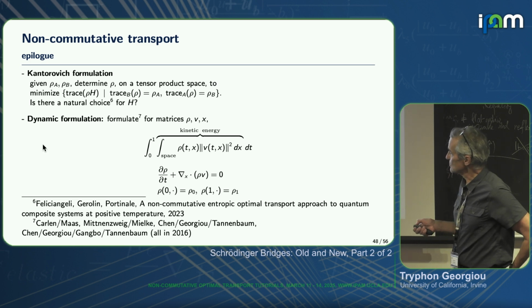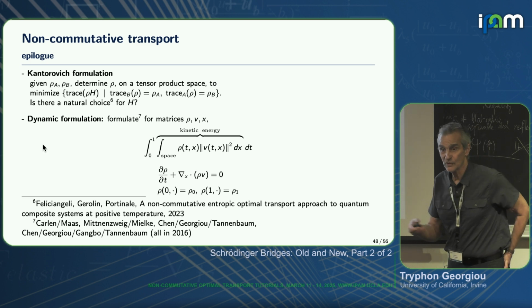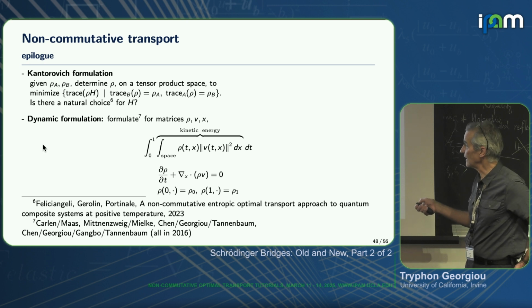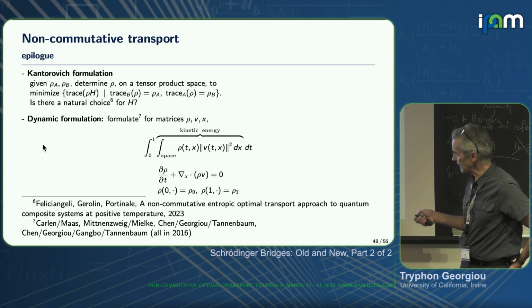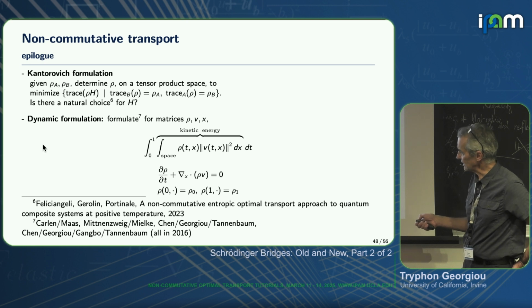So for those of you that have not seen this dynamic formulation, the whole idea is you'd like to replicate the classical optimal transport where we have a density and velocity squared. So this is kinetic energy, and you need a continuity equation so that you match the given marginals. And you'd like to minimize the kinetic energy subject to those constraints. I should have put a min here.